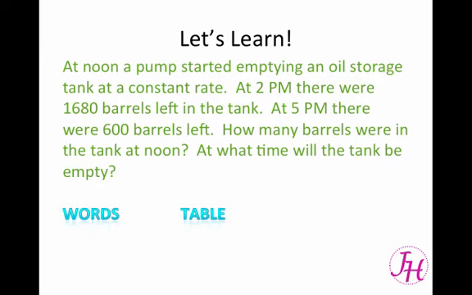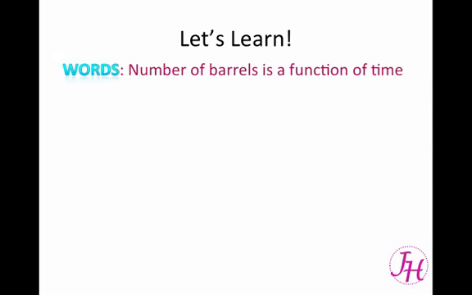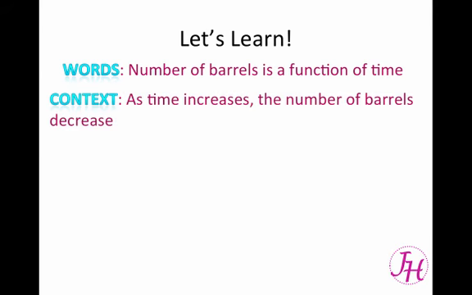So we have 5 components to a function: the words, the table, the equation, the context, and the graph. Our words: the number of barrels is a function of time. Basically, that means that the number of barrels depends on what the time is. The context: as time increases, the number of barrels decreases. Our equation is f of t, that notes that it's a function, that's function notation, equals negative 360t plus 2,400.